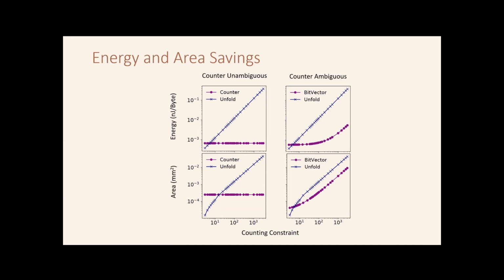In the counter ambiguous cases, it is not possible to use a single counter because on certain inputs we may have to represent more than one value of the counter. And this is where we use the solution from our last slide, which is the bit vectors. In this case, we see that the area or the energy do in fact increase linearly, and this is expected. However, even though this improvement is not asymptotic, we are still able to see that we are saving some area or energy.